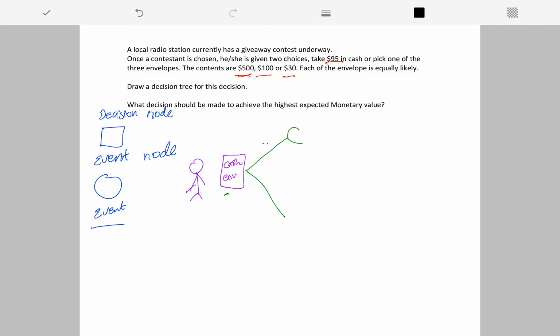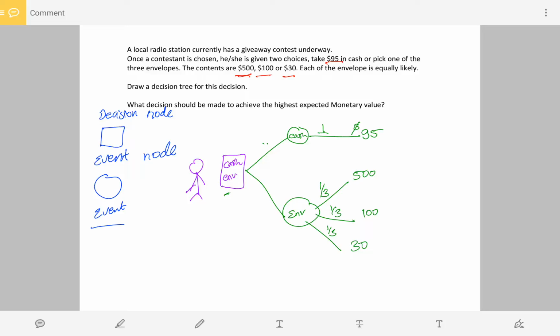But if he chooses cash, there is 100% probability, that is 1, that the cash is $95. If he chooses envelope, 3 things could happen. With 1/3 probability, it could be $500. With another 1/3 probability, this could be $100. With another 1/3 probability, this could be $30.